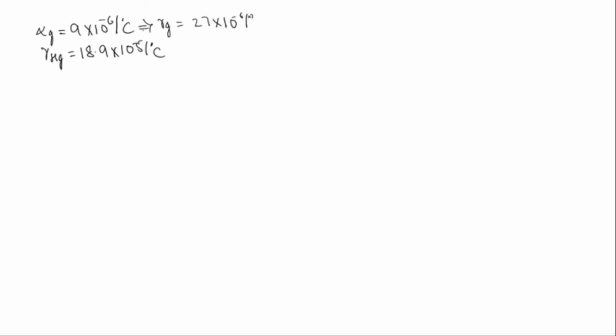Alpha of glass is given. Alpha of glass is equal to 9 into 10 to the power of minus 6 per degree Celsius. Gamma of mercury is equal to 18.9 into 10 to the power of minus 5 per degree Celsius. From this we get gamma of glass: as we know, alpha into 3 is equal to gamma. So gamma is equal to 9 into 3 into 10 to the power of minus 6, that is 27 into 10 to the power of minus 6 per degree Celsius.